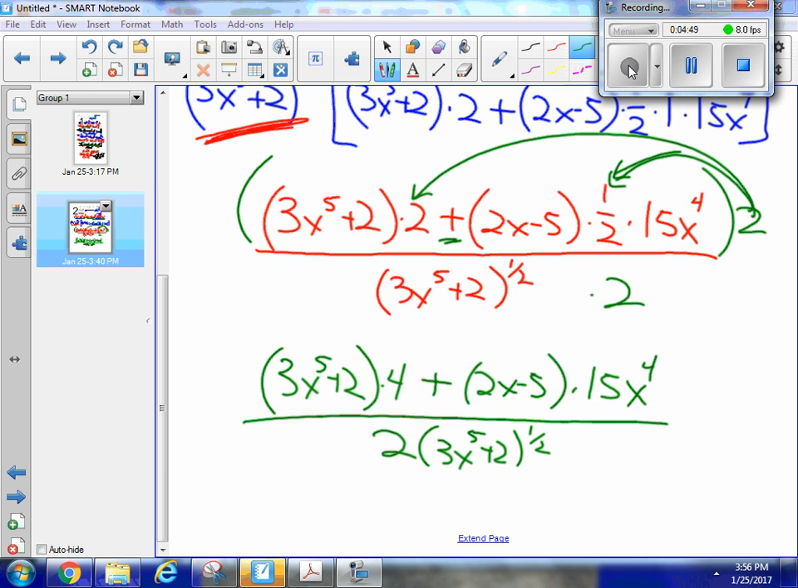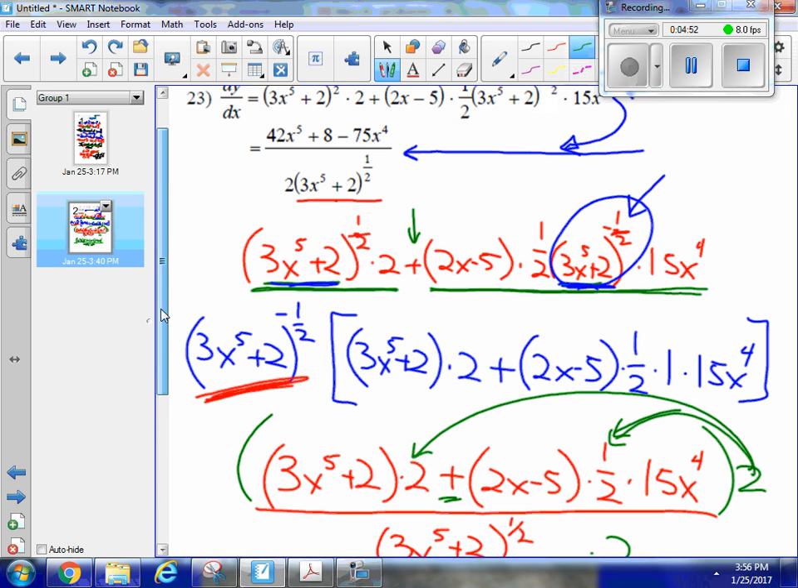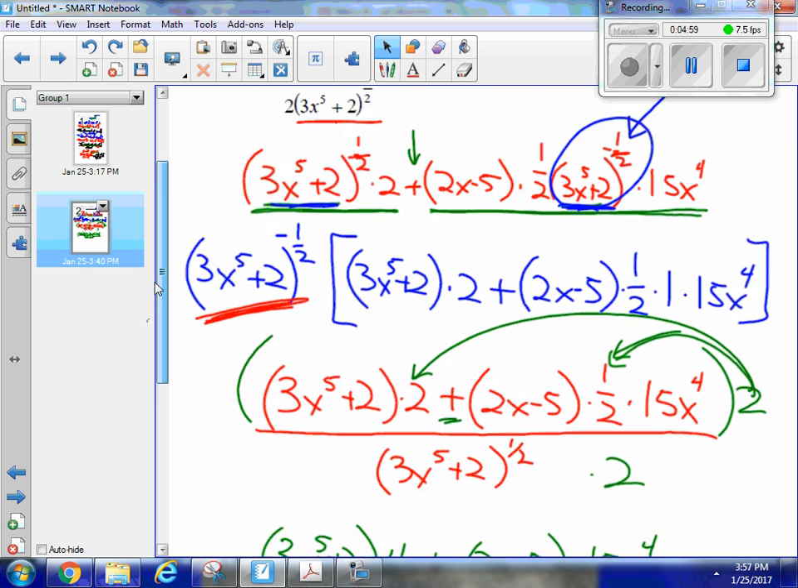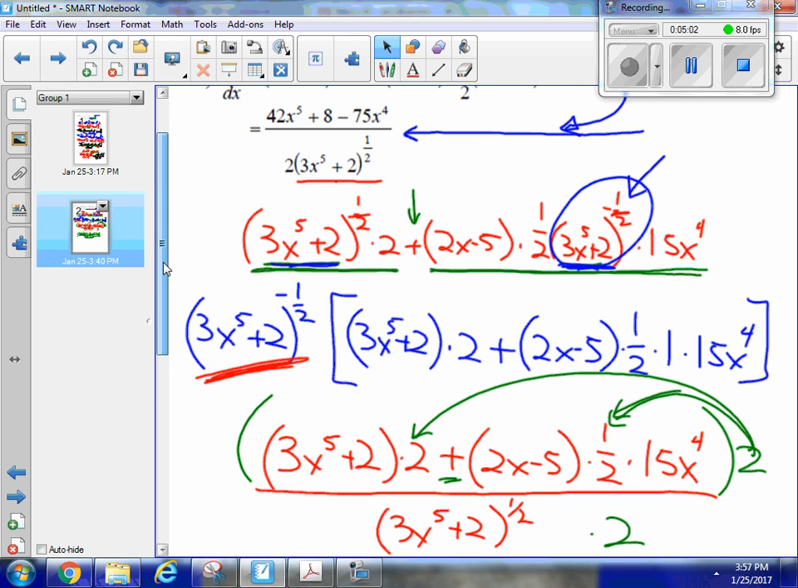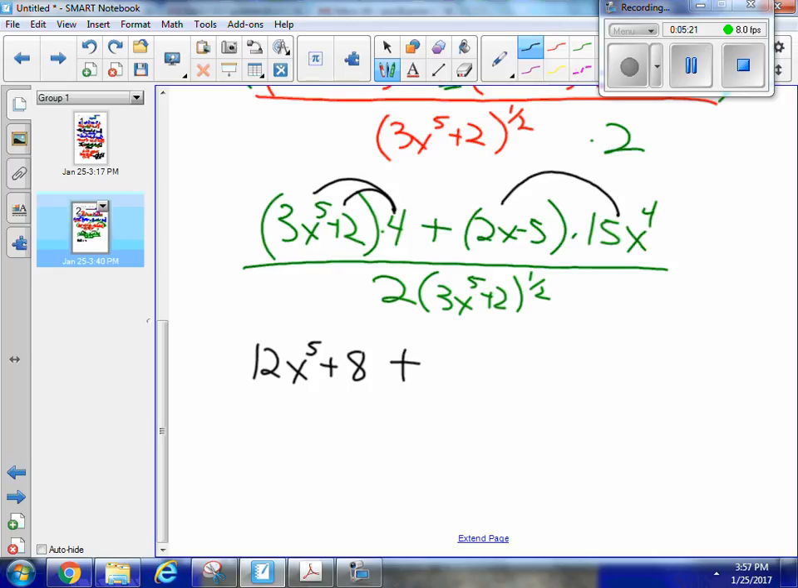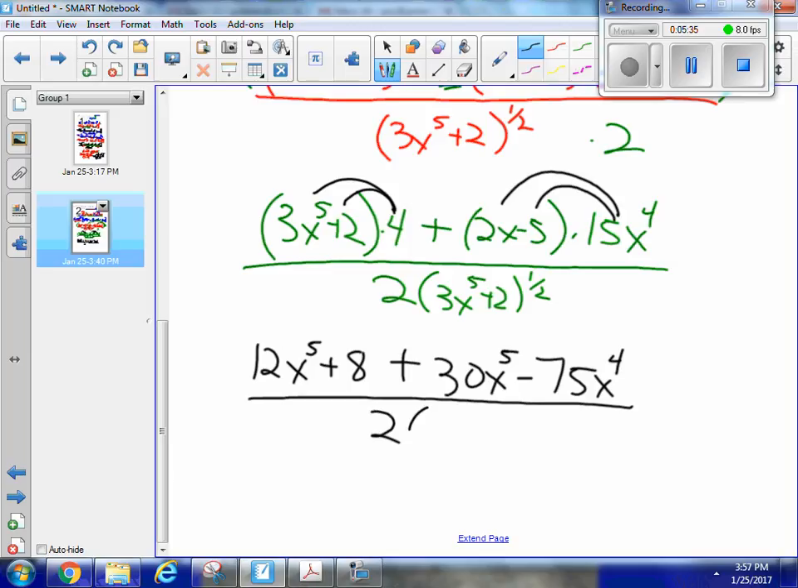And if I take a peek at my answer, I can see that's the denominator that I wanted. So my denominator is in pretty good shape right now. I just need to figure out how I am going to get this numerator to look like that numerator there. So let's take a look. What can I do? Well, I think I can do a little bit of distributing here. I can distribute this 4 to those two terms, and that would give me 12x to the 5th plus 8, plus, let's distribute this 15x to the 4th to these two terms, and that would give me 30x to the 5th minus 75x to the 4th, all divided by 2 times 3x to the 5th plus 2 to the 1/2.